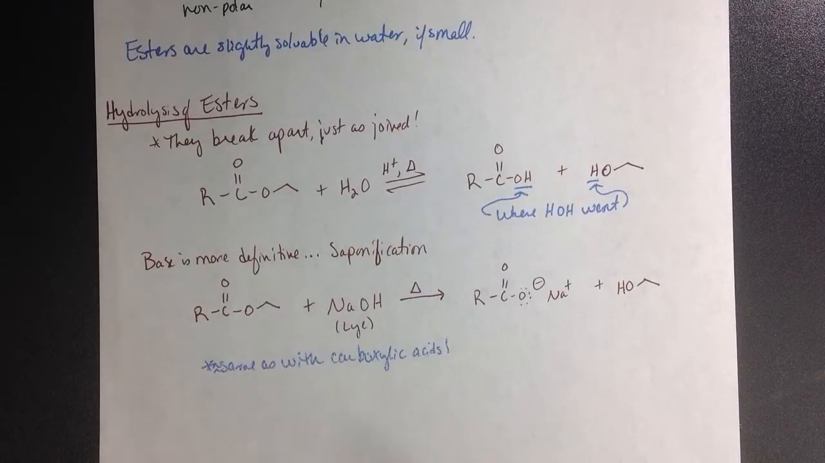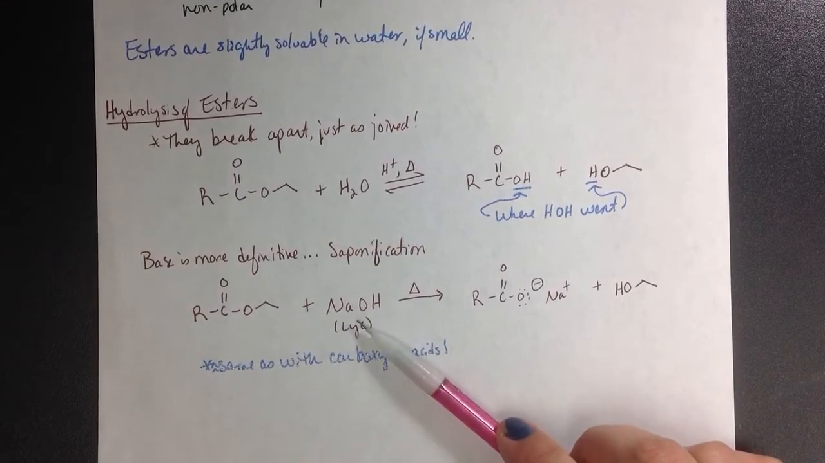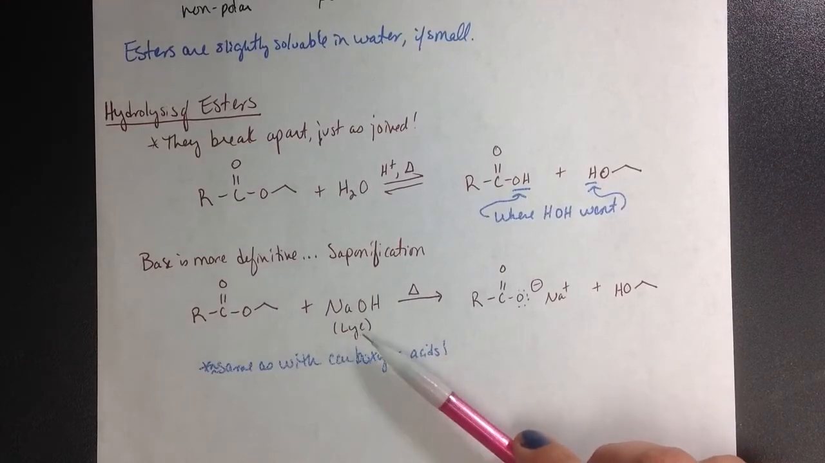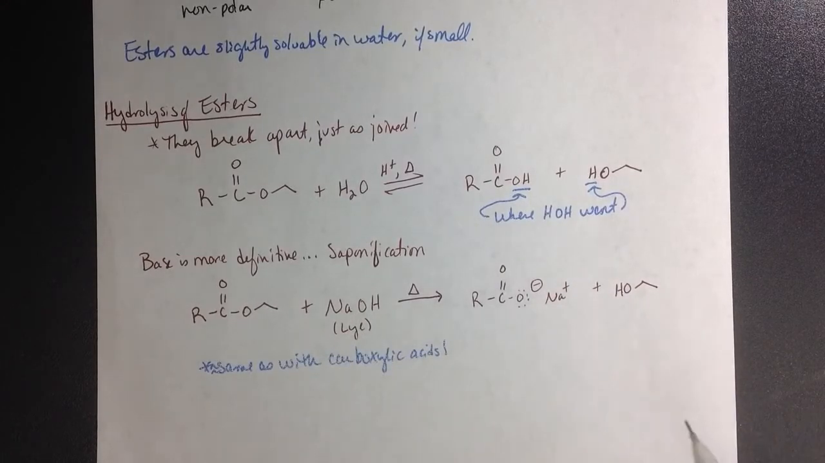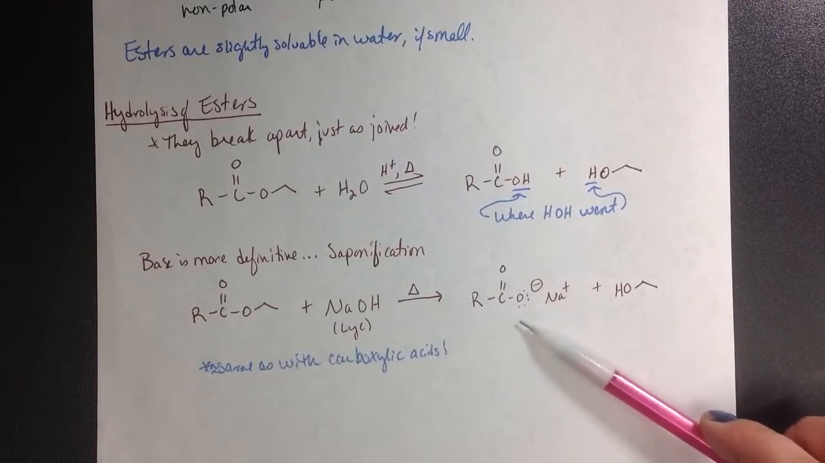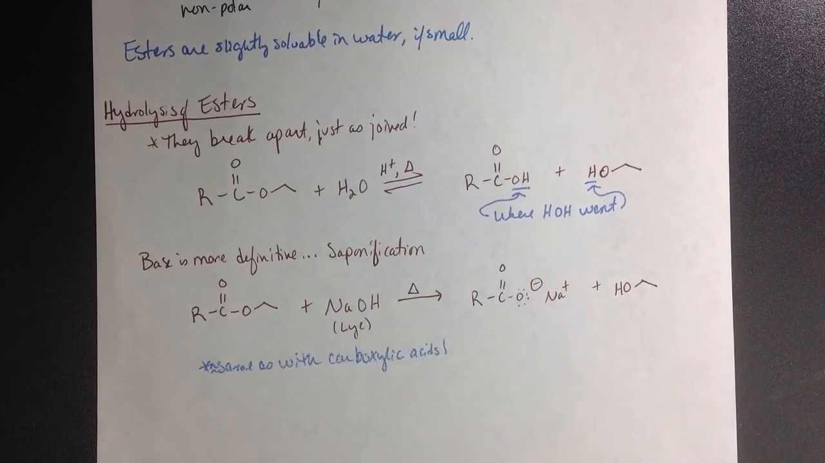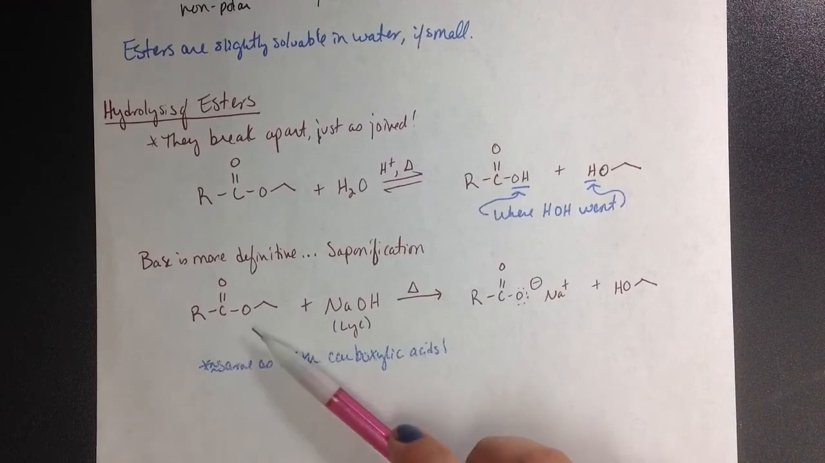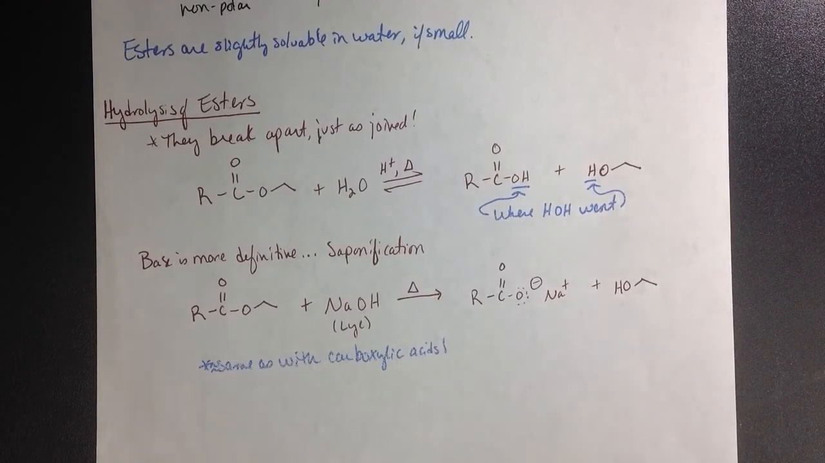You can also just add a strong base, such as lye, and this will make soap. We'll talk about that a little bit later, but this is a base hydrolysis, another way to refer to it is saponification. And this will result in a COO minus with an Na there as well. So very similar to what we saw with NaOH and carboxylic acids earlier. Great, thank you very much.